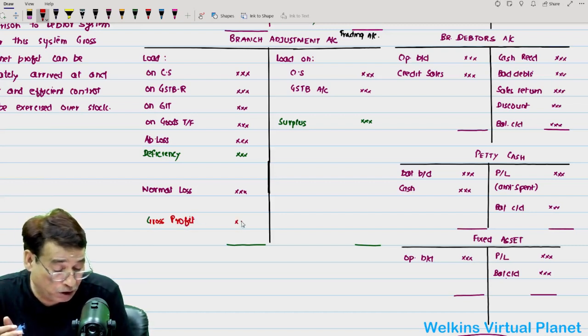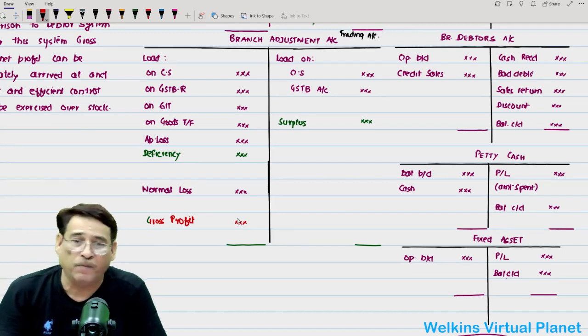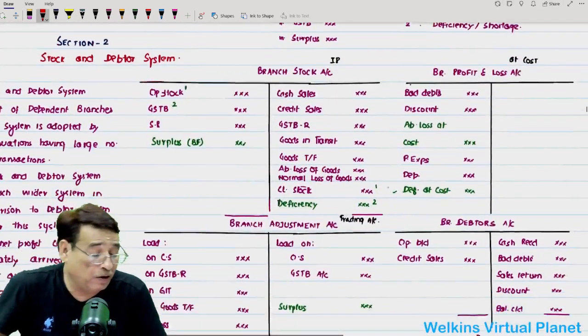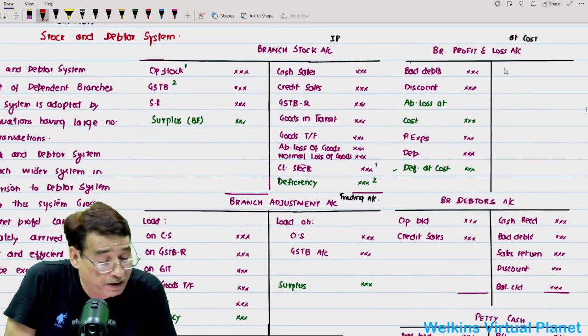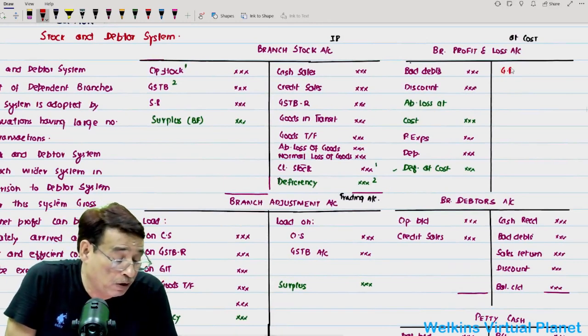Now whatever gross profit is there, you are going to put it here. Is it clear to you? Obviously the gross profit will be taken to the credit side of branch profit and loss account, and you are going to write gross profit.